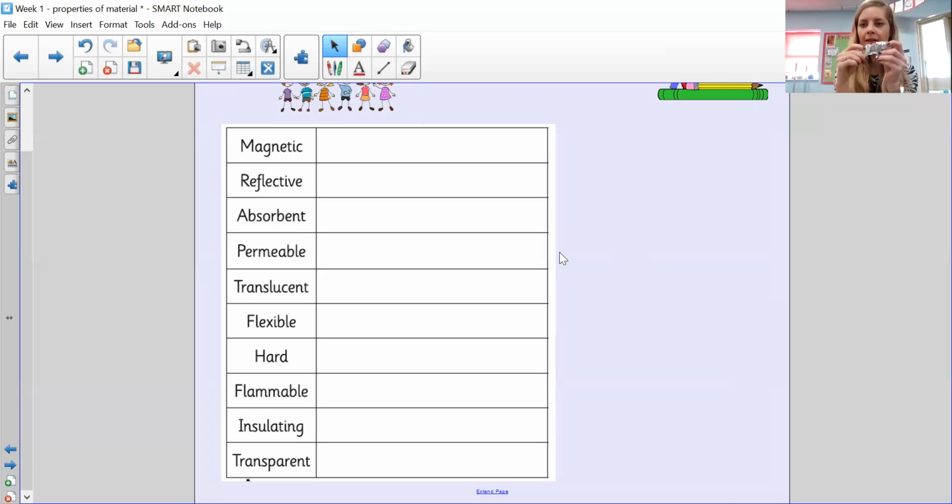Whereas if I had this material, which is tin foil, and I spilled some water and I put it on, it is not absorbent. But tin foil is very good at reflecting light. You can see how shiny it is here, and it is reflecting the light. So this would be a very good material to reflect the light, which means it wouldn't absorb the light.